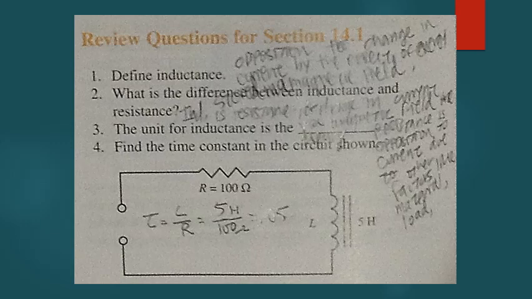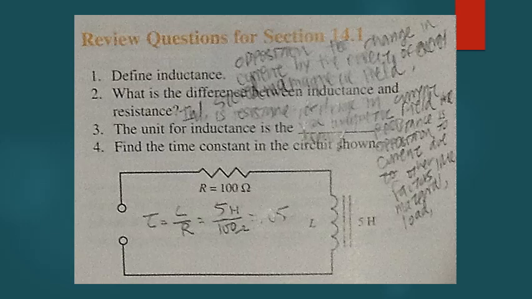Review questions for Section 14.1. First question is to define inductance. An inductance is the opposition to change in current by the effect of energy stored in a magnetic field. This magnetic field is stored in the coil, although temporarily. Again, the coil from the inductor, which we'll define here shortly.